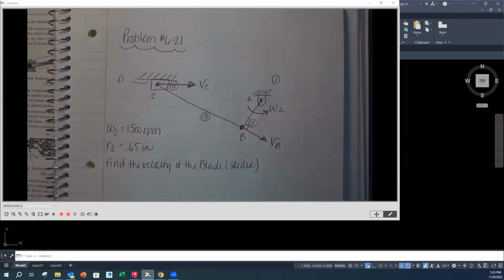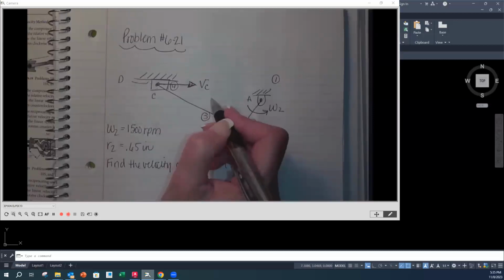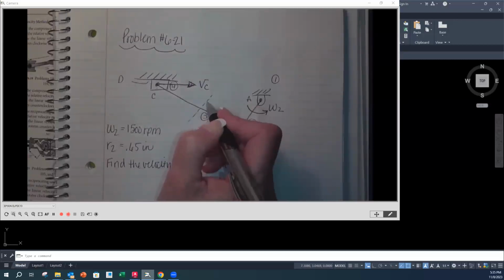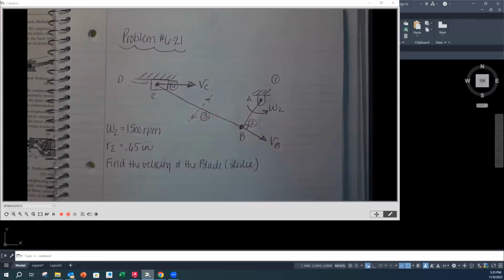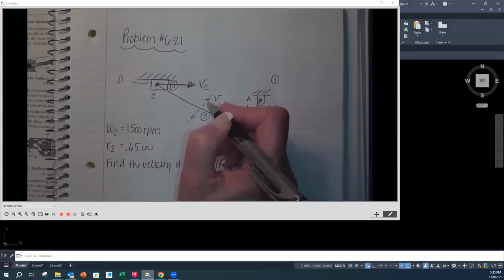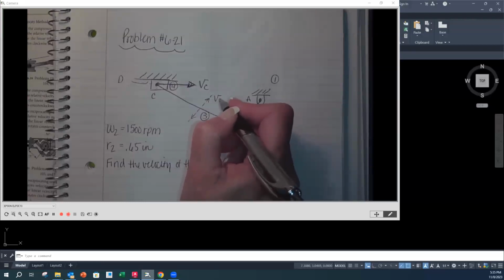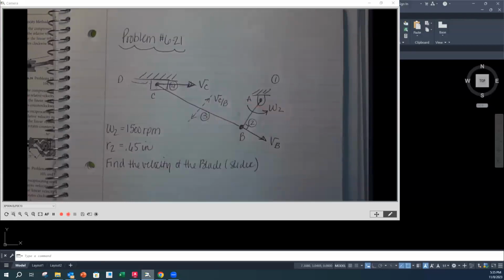And then the last velocity that we need, and I'm just going to put it like this because we really don't know if it's going up and to the right or down and to the left, is going to represent the line of action for the velocity of C relative to B.